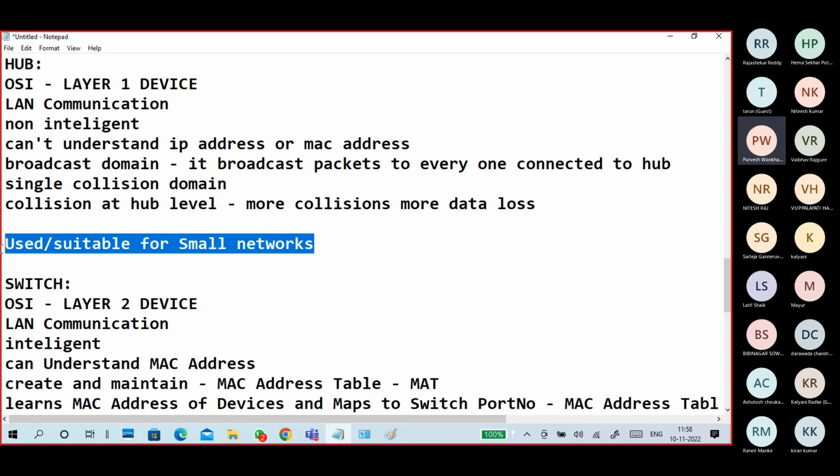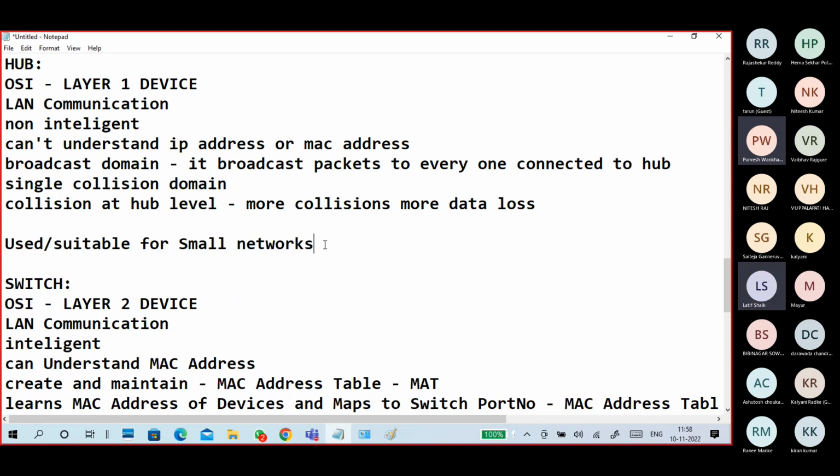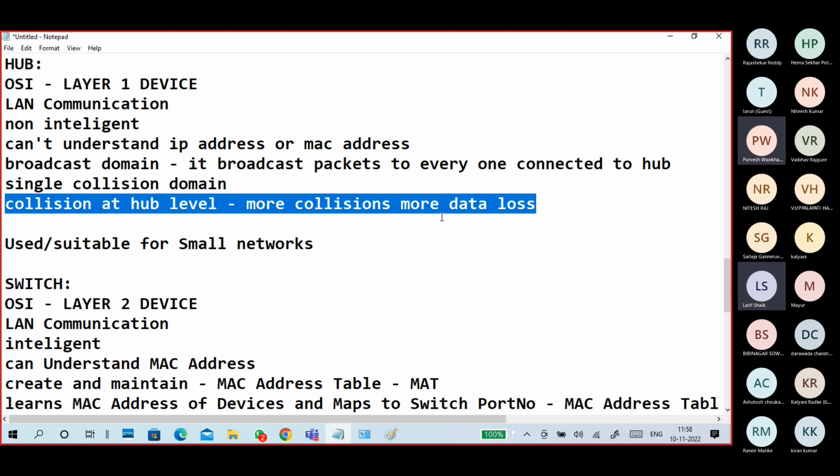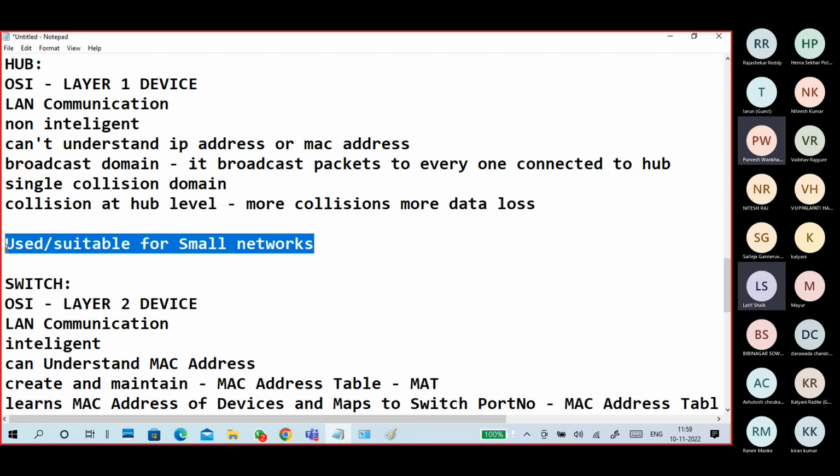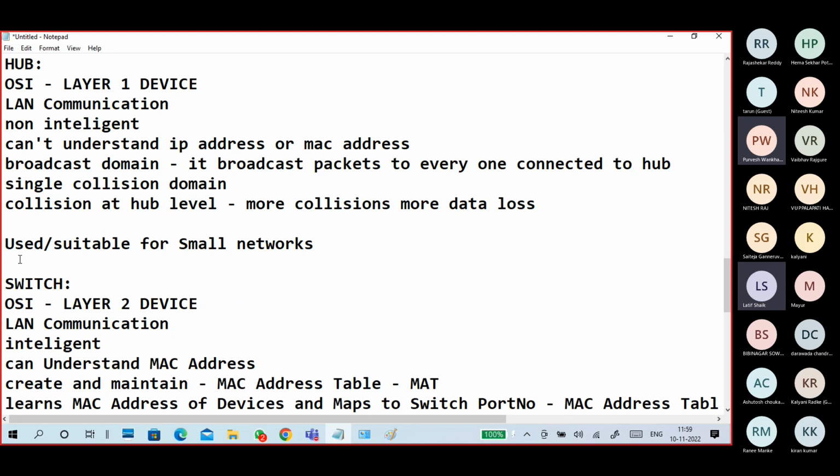Okay, guys. So why is it small? Because it is a collision domain and a broadcast domain. So the number of collisions increases. The number of collisions is more, so more data loss. In a small network, if data loss is also there, no problem.